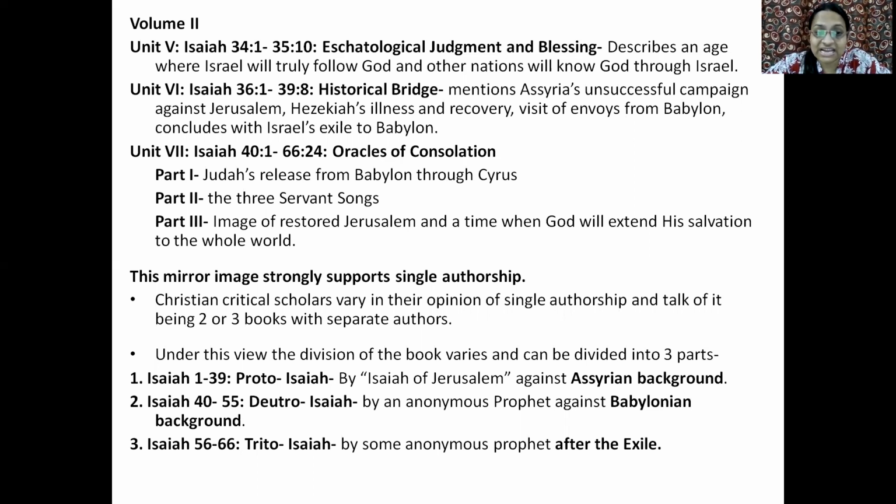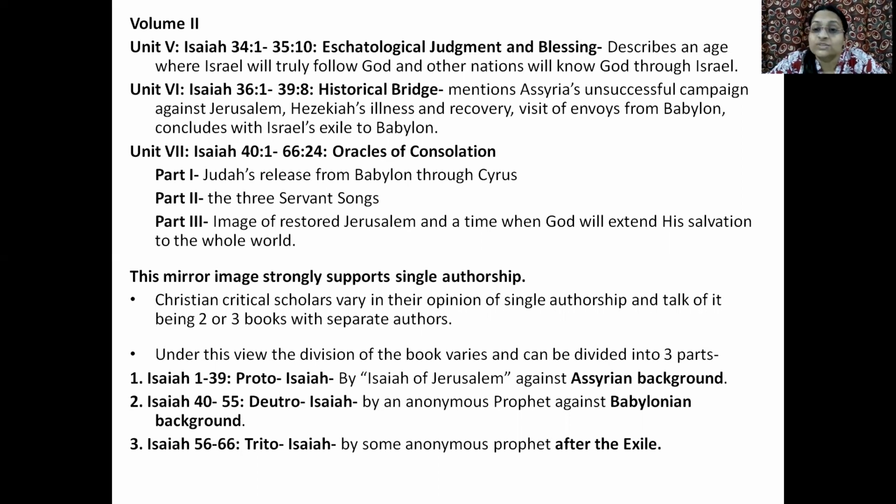Now let's move ahead and talk about the authorship, which is a very complicated concept in the book of Isaiah. We see that there are a lot of mirror images in the book of Isaiah, basically in two parts, the first half and the second half. Christian critical scholars vary in their opinion of single authorship, and they talk of it as being two or three separate books with separate authors.